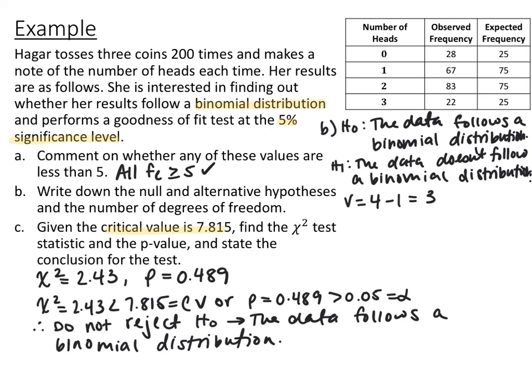So this has been the chi-squared goodness of fit test, which is comparing one variable to a specific type of distribution, as opposed to the chi-squared test for independence, which is looking at 2 different variables and deciding whether or not they're independent from each other.